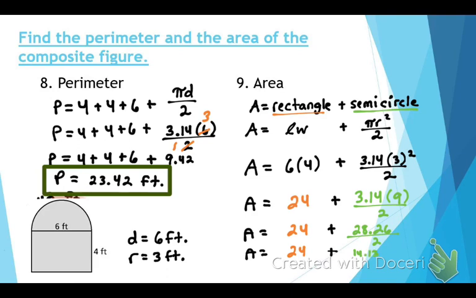Once again, if you didn't get that part, I want you to fix it and let me know if you have questions. Now as we add those two together, this will give us the area of the composite figure. What do you get? 38.13 feet squared.